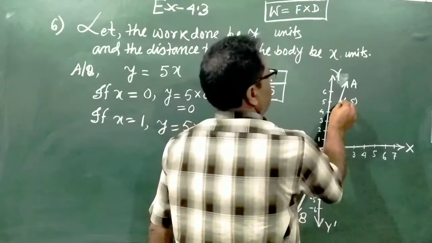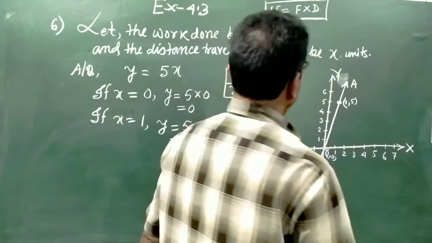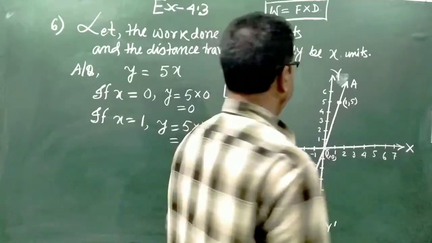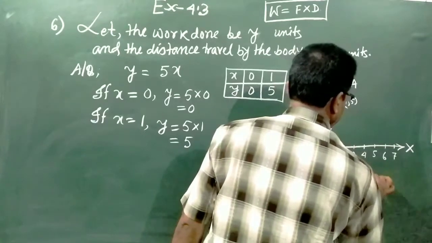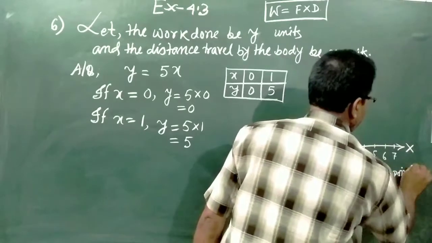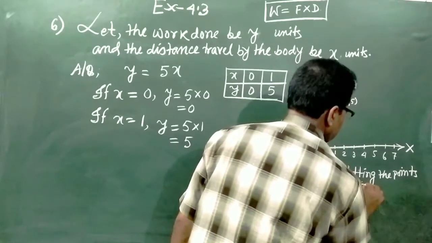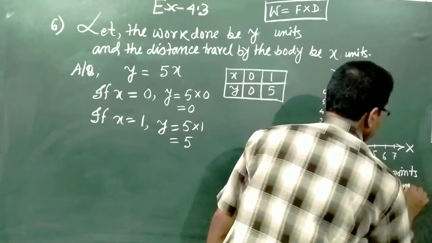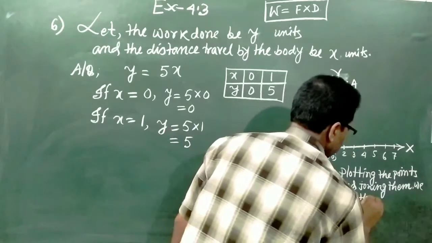Now these 2 points we have plotted on graph paper and joined them by the straight line to get the required graph. Now a short explanation: plotting the points on the graph paper and joining them, we get the required graph.